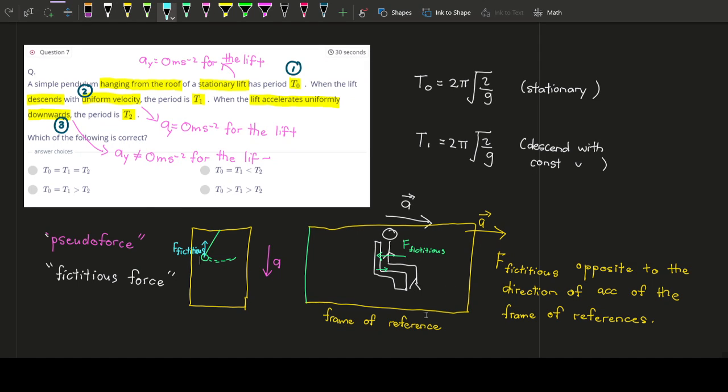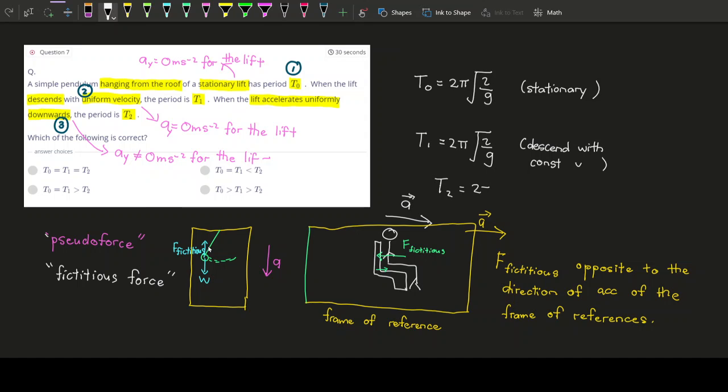Just like here, because your frame is accelerating to the right, you have a fictitious force pointing to the left. Now because your lift is accelerating downwards, your pendulum bob, which is inside the frame, will experience a fictitious force pointing upwards. And because you have a fictitious force pointing upwards and your weight pointing downwards, these two are in opposite directions.